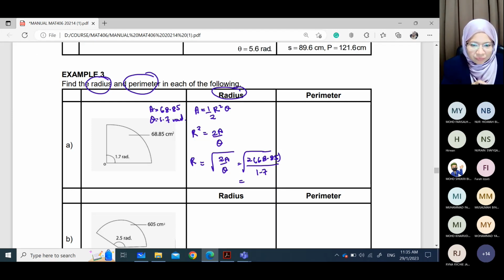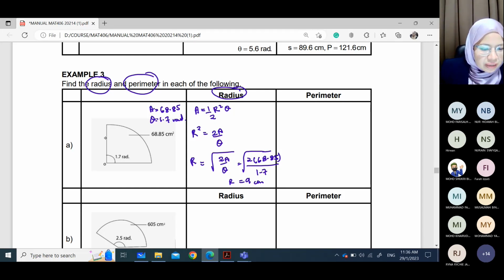Square root 2 times 68.85 divided by 1.7. Dapat 81, madam. 9 cm. Betul tak? 9 cm. Very good. Okay, so the radius is 9 cm.